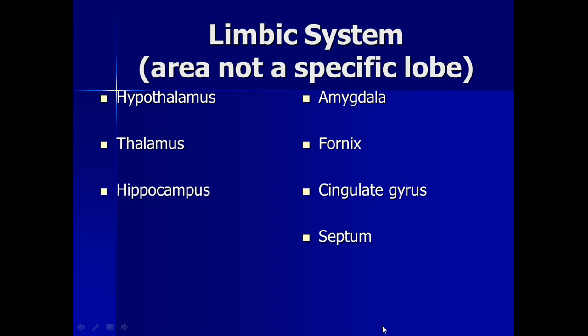The thalamus is a major relay station of the brain. It takes in information from our five senses and decides whether or not this information should be sent to the frontal lobe for further interpretation. The hippocampus is responsible for learning and recall. Specifically, it converts short-term memory into long-term memory.